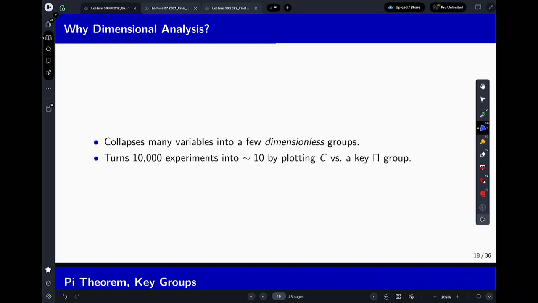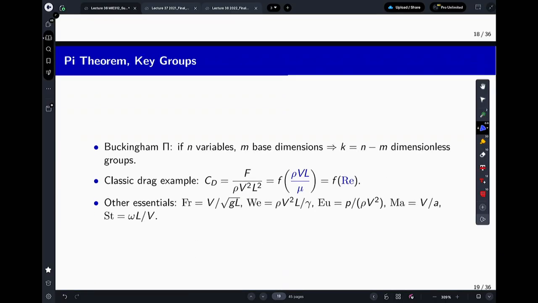I think this is really the most important chapter that you have. Everything else you do in chapters 6 and 7 really comes down to this idea that you can take a whole bunch of different results and come up with dimensionless groups that make sense. And if you look at what the workhorse for mechanical engineering fluids is, it's Reynolds number. And Reynolds number has been crucial for all of the terms that we're looking at and how we track things. So it collapses many variables into single or a few dimensionless groups, turning 10,000 experiments into 10 by plotting a constant for a various pi group.